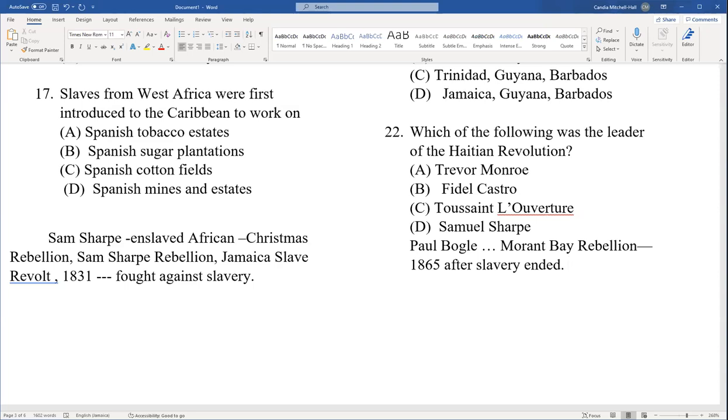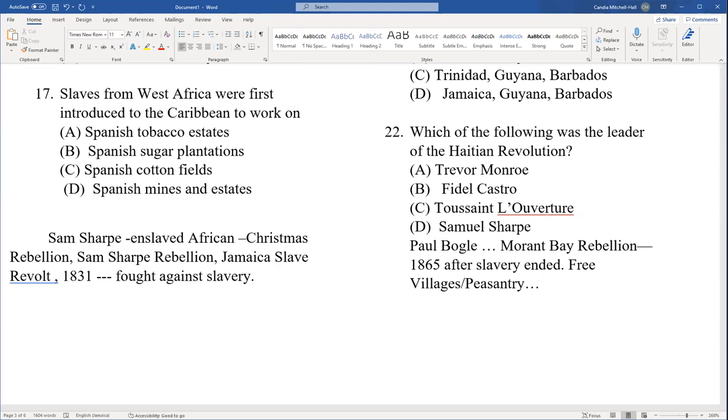What are the two movements that started after slavery ended? Sir, the Morant Bay Rebellion and the 1930s riots. Those are two rebellions that took place. Yes, but immediately after slavery ended, what did the enslaved people do? Sir, they created free villages. They created free villages. And they also were involved in peasantry. So that was after slavery ended.